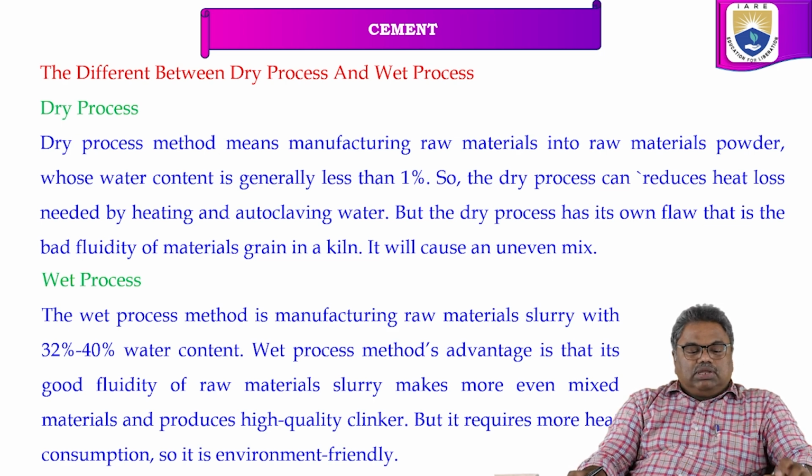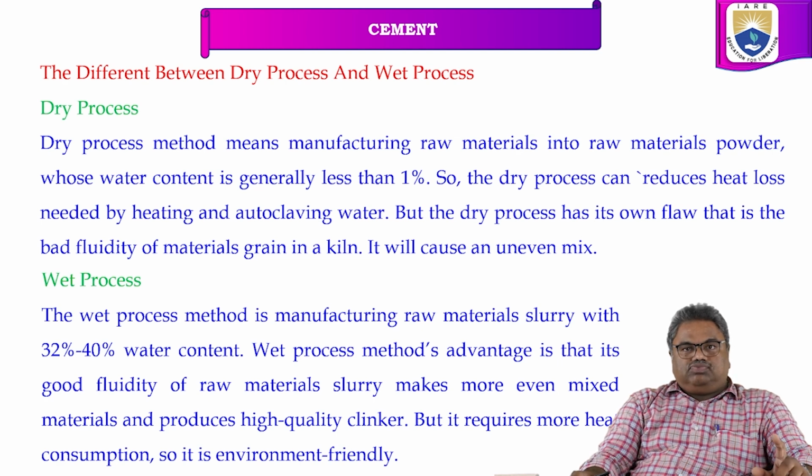So this is for the dry process and wet process. In the wet process, the method of manufacturing produces raw material slurry with 30 to 40% water content. So in the dry process we use less than 1% water, but in the wet process we have to use around 30 to 40% water content. The advantage of the wet process is good fluidity of the raw material slurry, which makes more evenly mixed materials and produces high quality clinker.